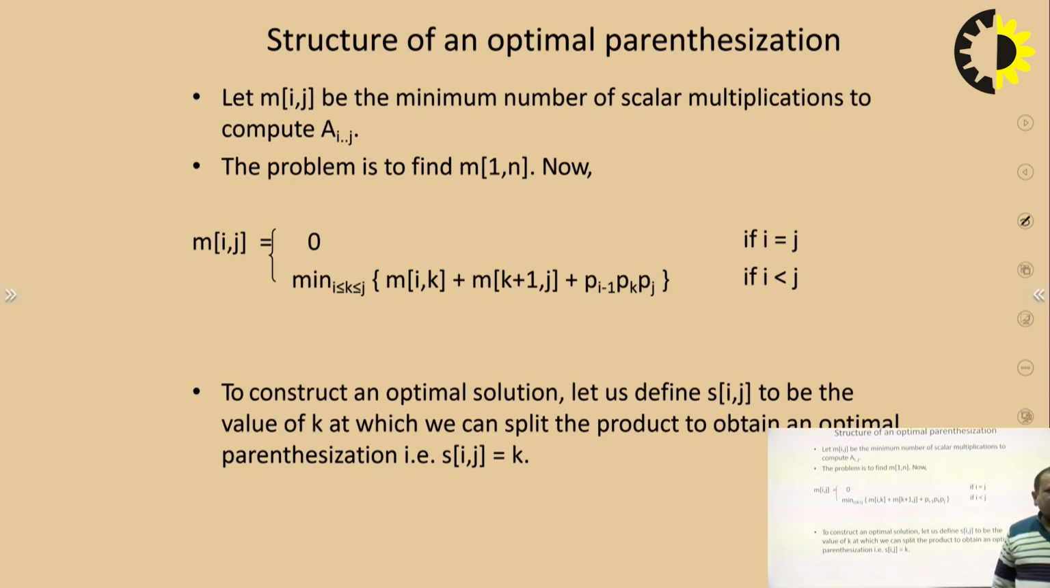So to construct an optimal solution, let us define Sij to be the value of k at which we can split the product to obtain an optimal parenthesization, that is Sij equals k.